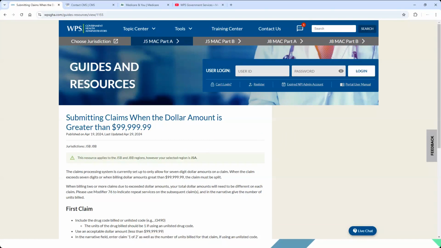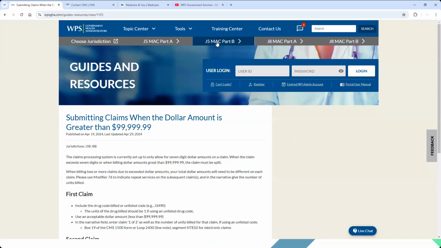It's telling you that in the top part up here, you're looking at claims that are submitted on a UB04 or 837I, and this article is only for 1500 or 837P billers. If you simply select the top jurisdiction, it will go away. It also will tell you right here the jurisdictions. So that's where I was talking about. Make sure you're getting the right information.